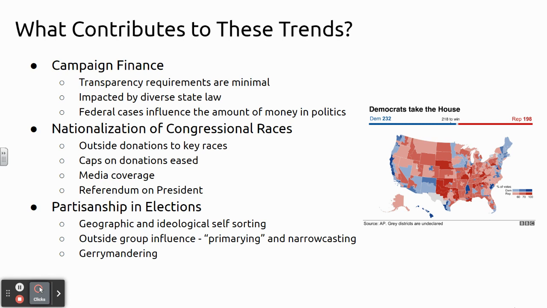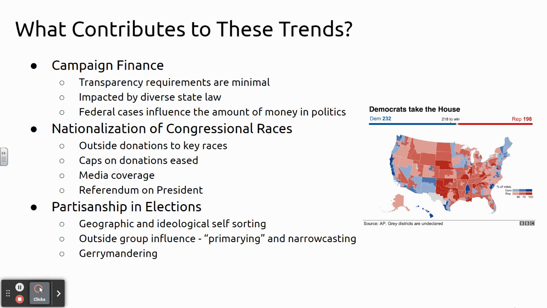So we know that with how our current setup is in the House and Senate, it plays a large role in how we function as a government. Like I said, the referendum on a president, we saw that with the last chart with the Carter-Reagan switch there. All right. And then partisanship in elections.